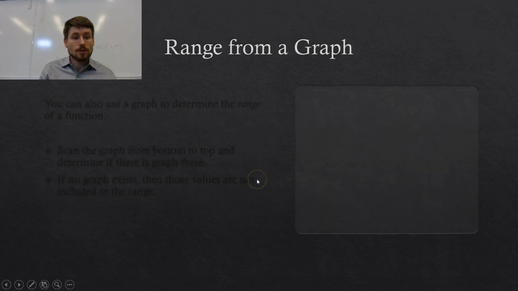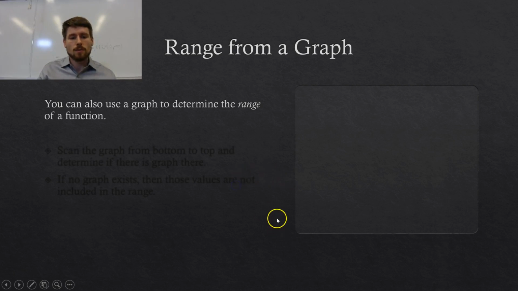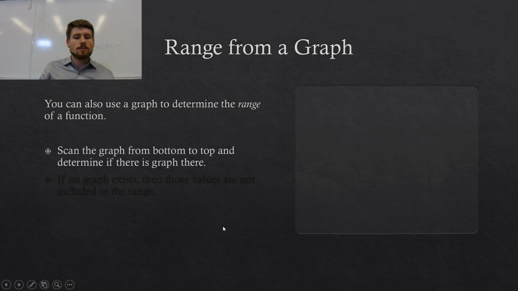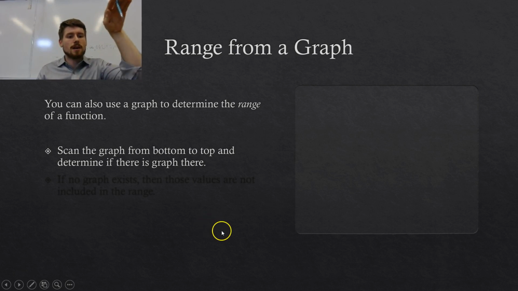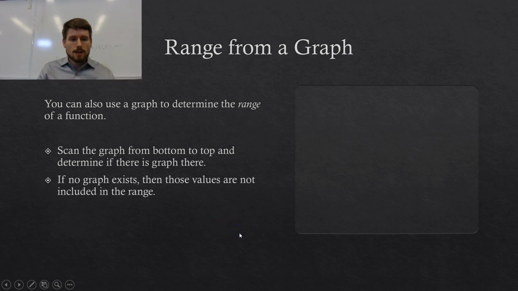All right, so you can also read the range from a graph. Whereas with the domain you are scanning from left to right, going across that way, for the range, you're going to scan from bottom to top. So from the bottom going up, bottom being negative infinity and top being positive infinity. And similarly, if no graph is there, then those values are not going to be included in the range.